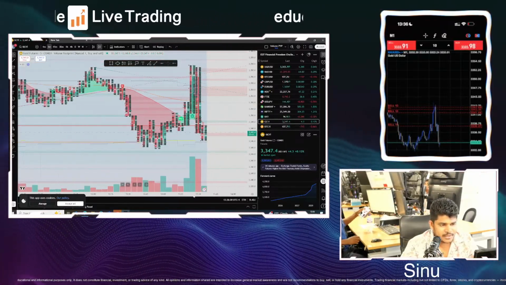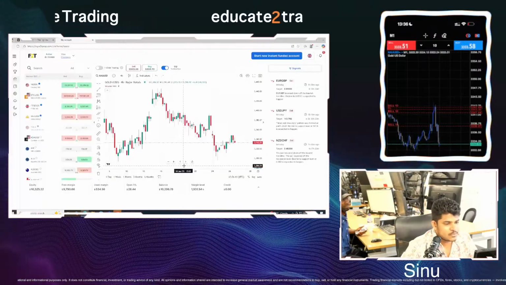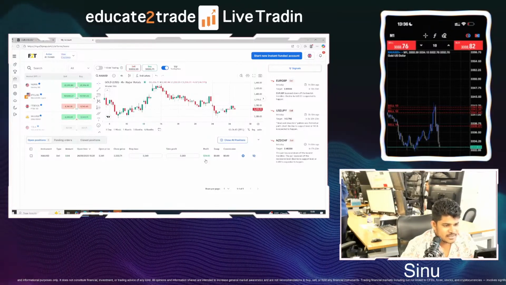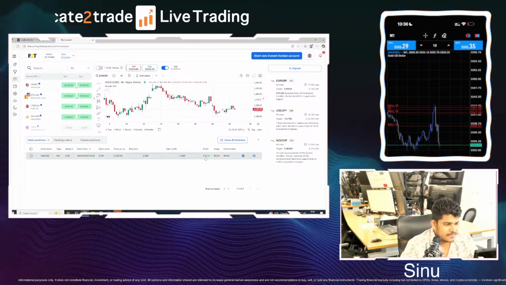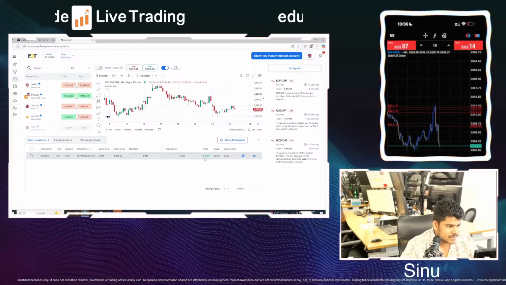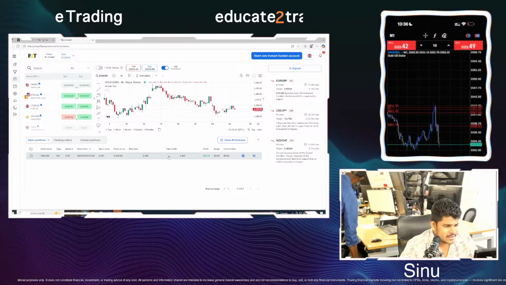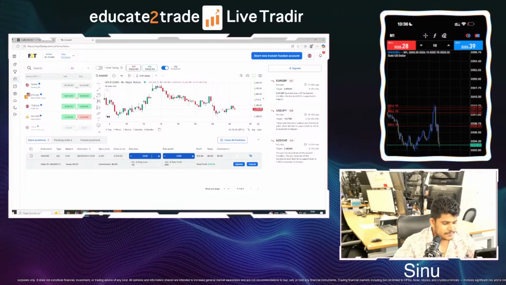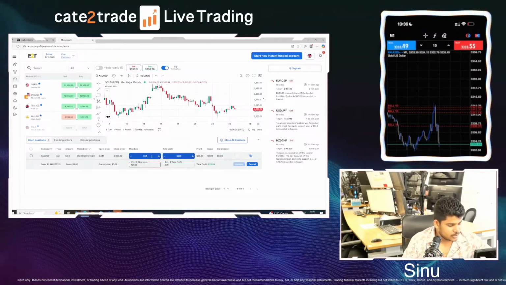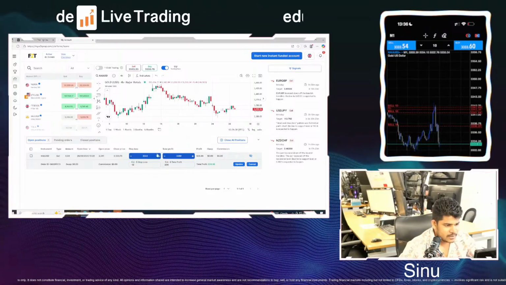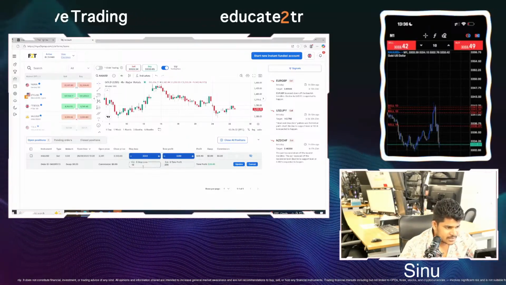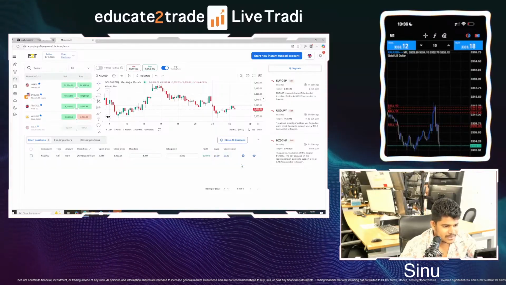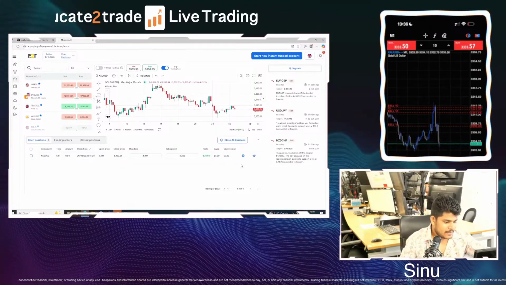So let's go back and check what is happening with respect to our E2T prop account. Yeah, $39. We have risked $40, I guess, isn't it? So I'm going to keep the stop loss now to 3344. I don't want to lose more than 3344 now. So the risk is $12 risk and a $200 target. I'm updating this particular trade as well.